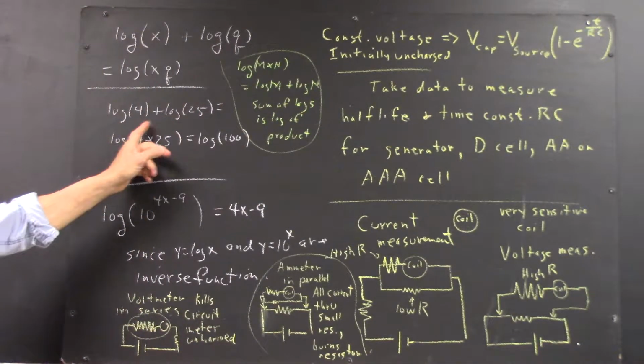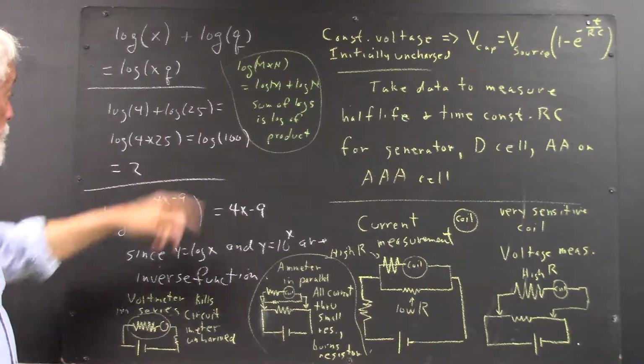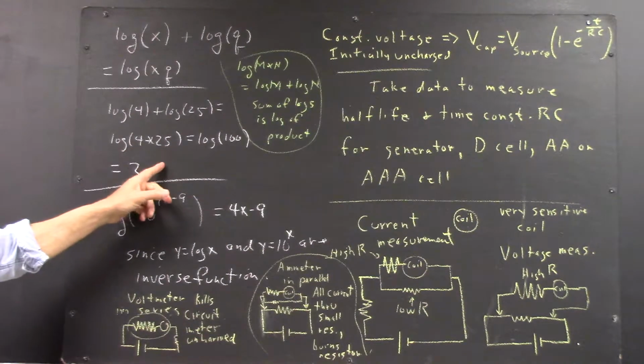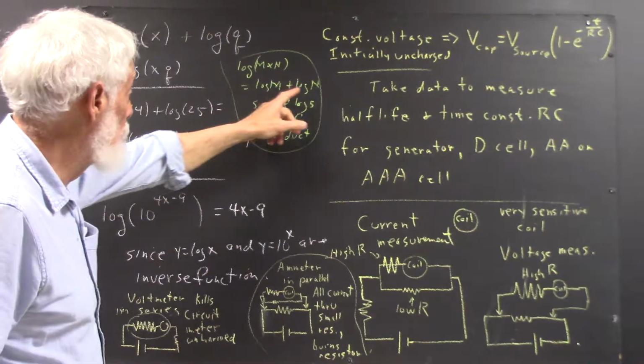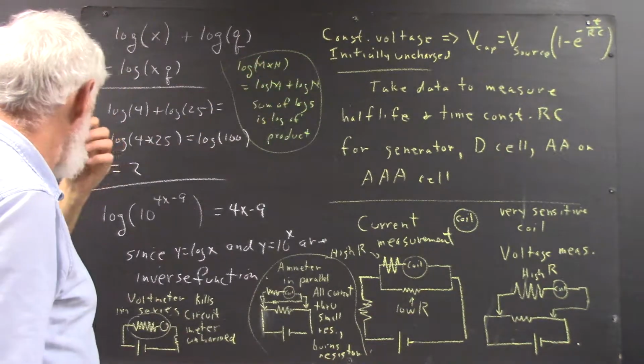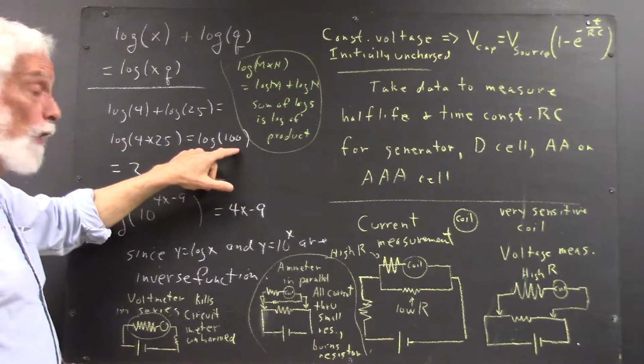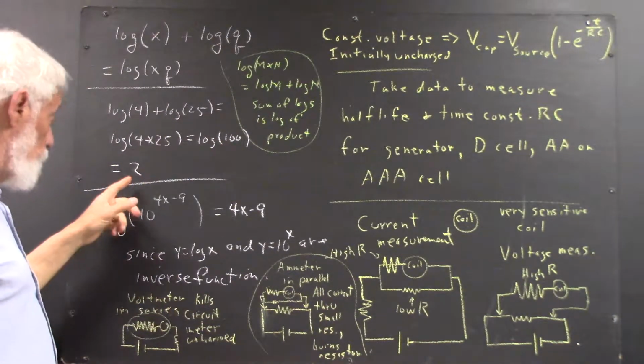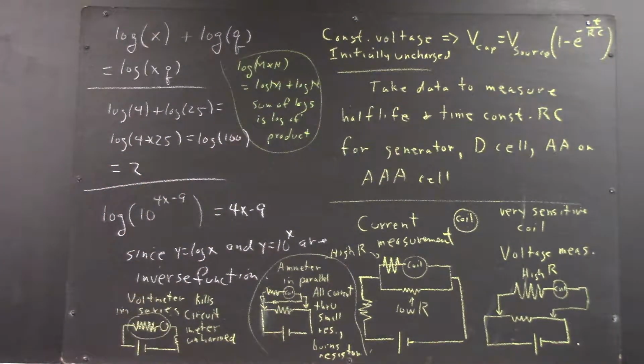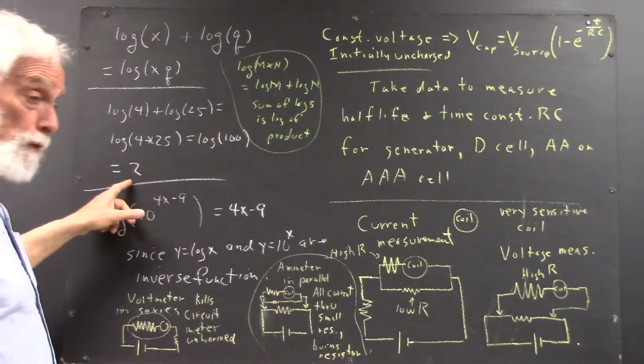Okay, so what's the log of 4 plus the log of 25? Well, it's a log of 4 times 25 by this rule. Log of m plus log of n equals log of m times n. And 4 times 25 is 100, so this is a log of 100. And you know, if you were paying attention in our preceding class, that the log of 100 is 2.